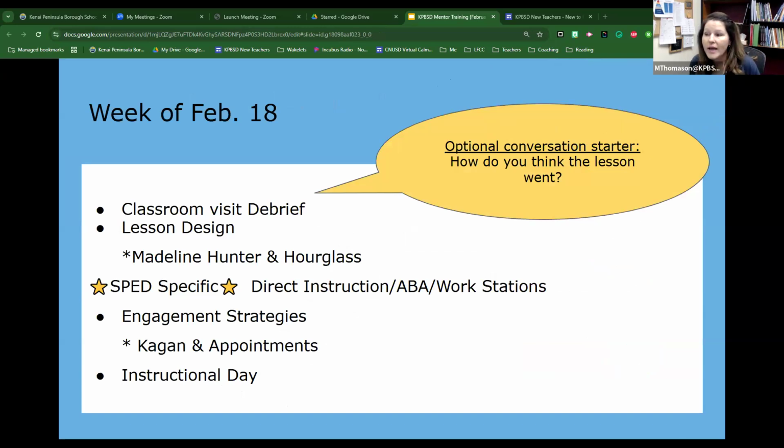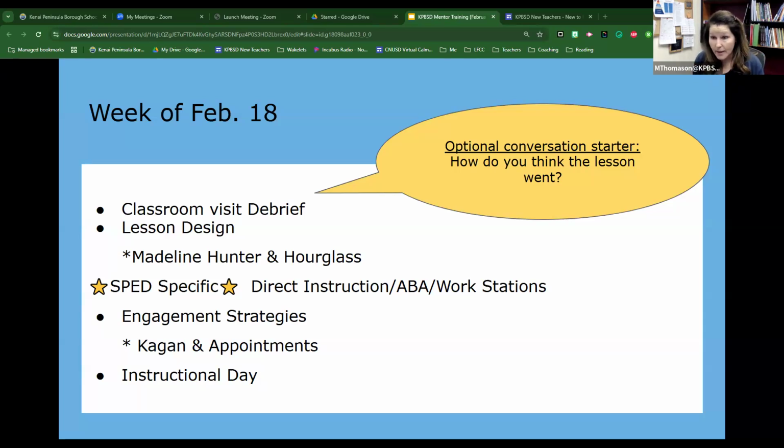Okay, so for the week of February 18th, we're going to continue focusing on engagement. However, if you've already done your classroom visit, it's a good opportunity to do a debrief on that classroom visit. The lesson look for document, I'm not asking that you upload or share that information. The information that you take from the lesson look fors is private between you and your mentee.